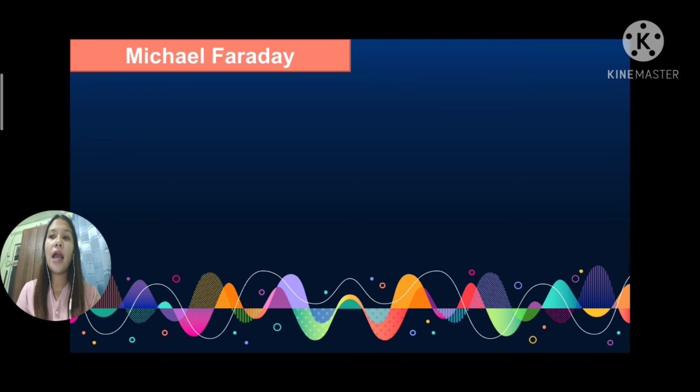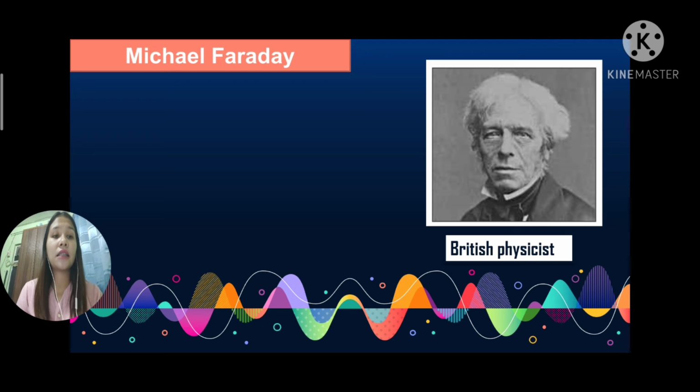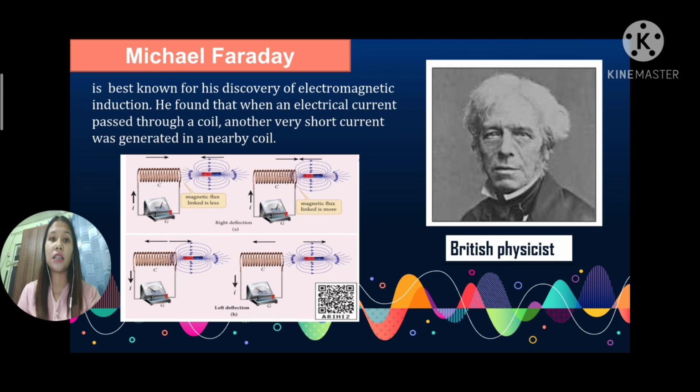Next one, we have Michael Faraday. In 1867, the British physicist Michael Faraday was best known for his discovery of electromagnetic induction. He found out that when an electric current passed through a coil, another very short current was generated in a nearby coil. And he also made a fundamental contribution to the electromagnetic theory of light.